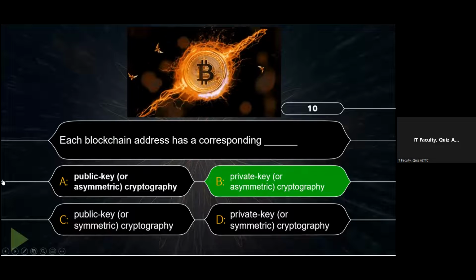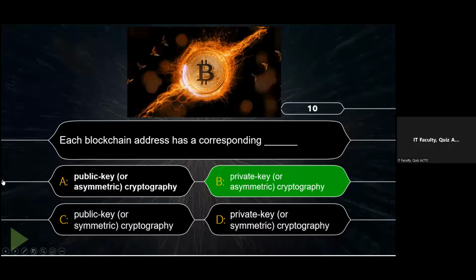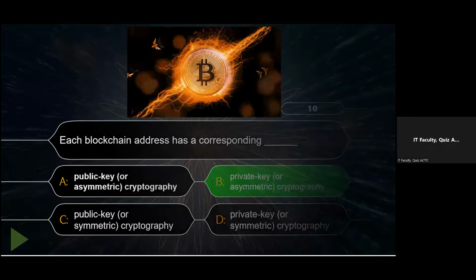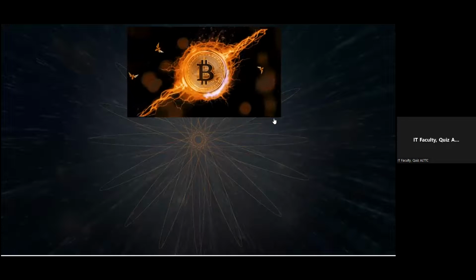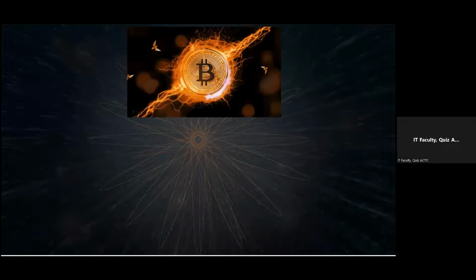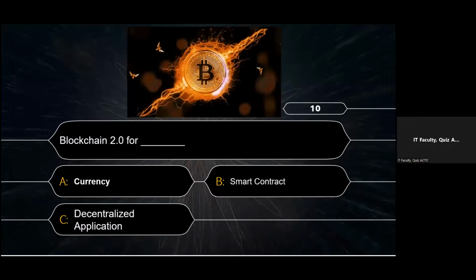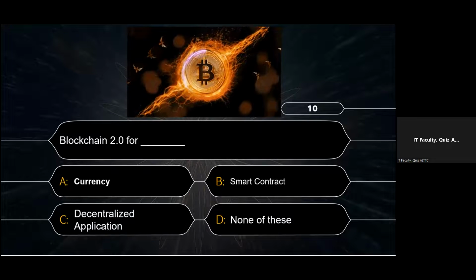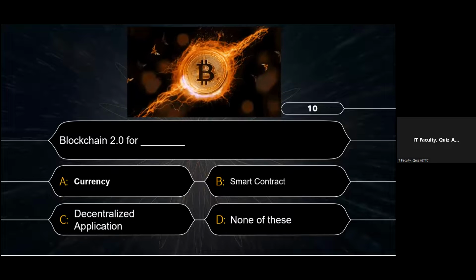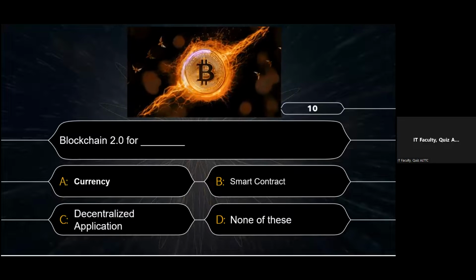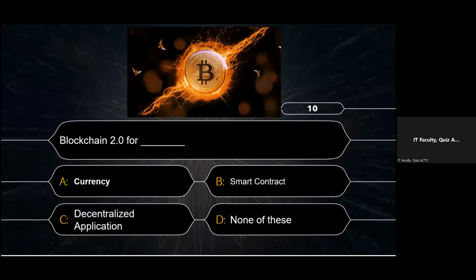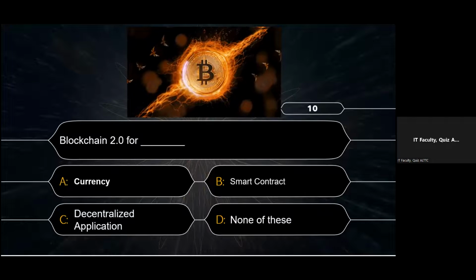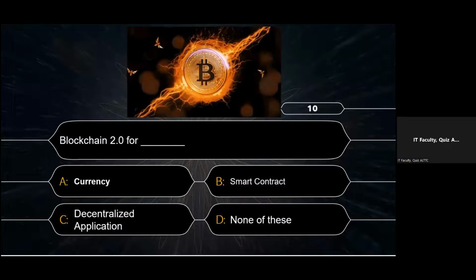Now the next question is, okay, so now moving on to the next question. As we are also going towards 2.0, the question is: is blockchain 2.0 used for A, currency? Is it used for B, smart contract, or is it used for C, decentralized application?